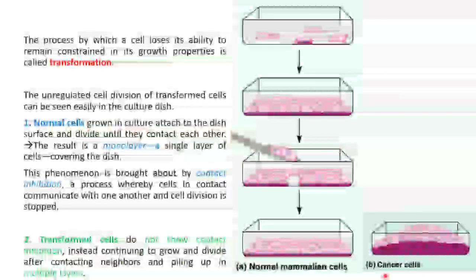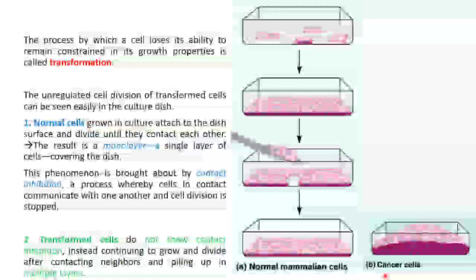رح تشوفوا during this chapter وقت أقول we will convert normal cell into tumoral cell or cancer cell رح استعمل the term transformation guys. So we will transform instead of converting, okay? So we will transform normal cell into tumoral cell or neoplastic cells. The term transformation represents the process when cells lose its normal or controlled cell division. Okay, so the process by which a cell loses its ability to remain constrained in its growth properties is called transformation. The unregulated cell division of a transformed cell can be studied easily in a cultured dish.